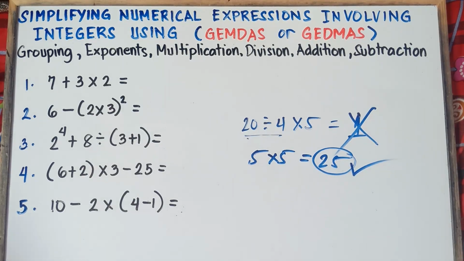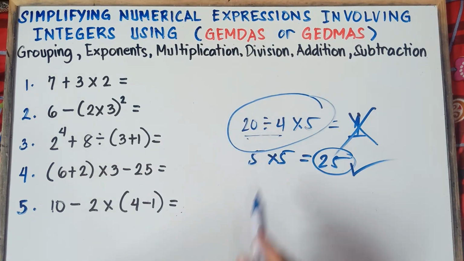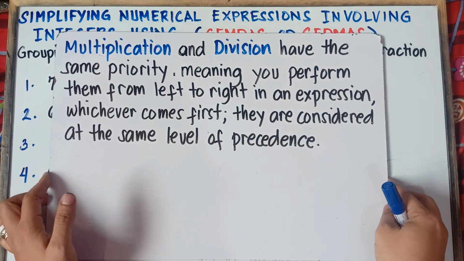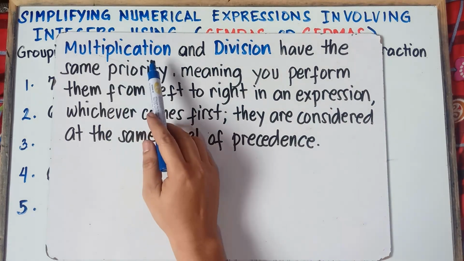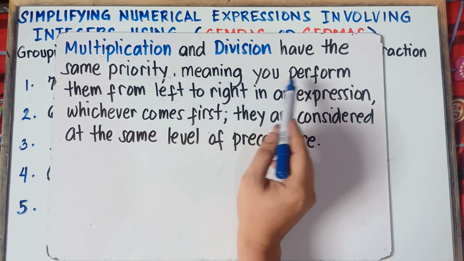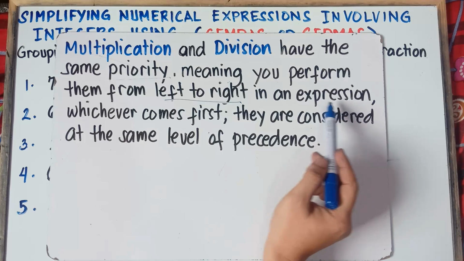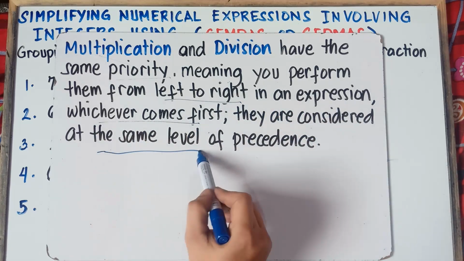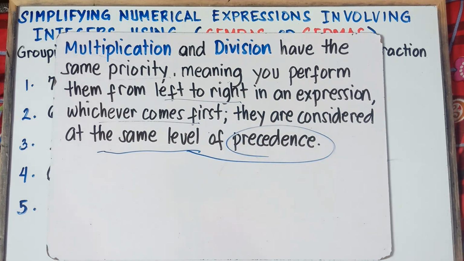Now, let me just explain that one. Before we answer this one, many of the students, I'm sure, will commit a mistake if they answer that one. So let me explain with regards to multiplication and division. Multiplication and division have the same priority, meaning you perform them from left to right. In an expression, whichever comes first, they are considered at the same level of precedence, meaning they have the same priority. Whichever comes first must be solved first, left to right.